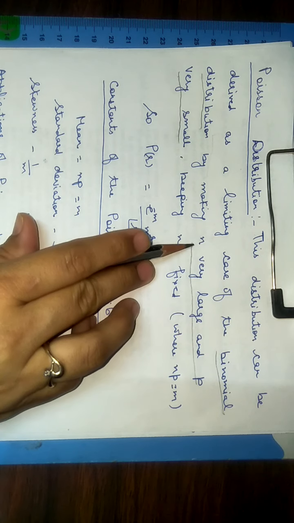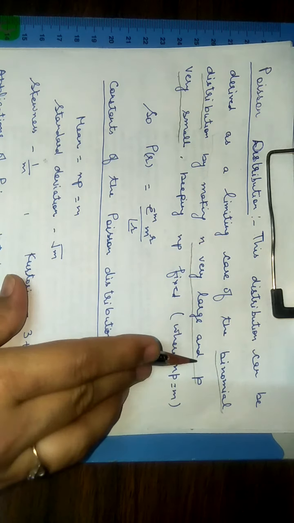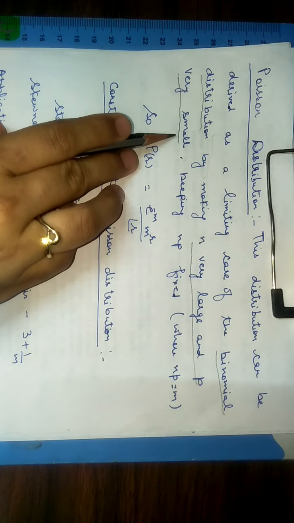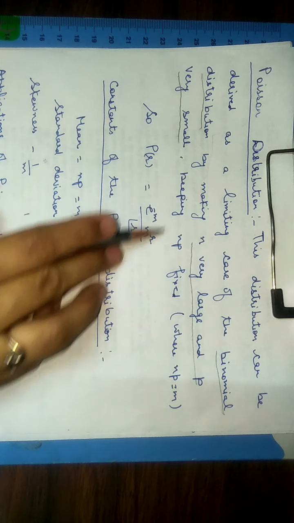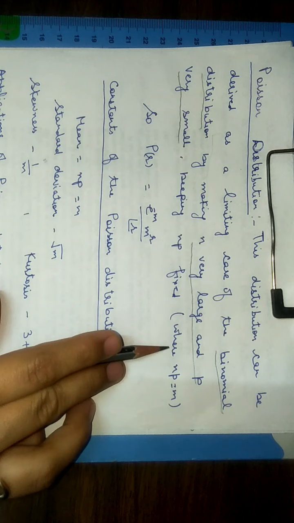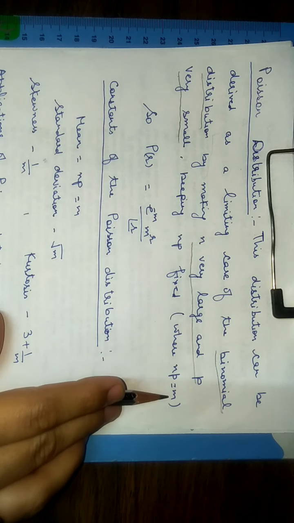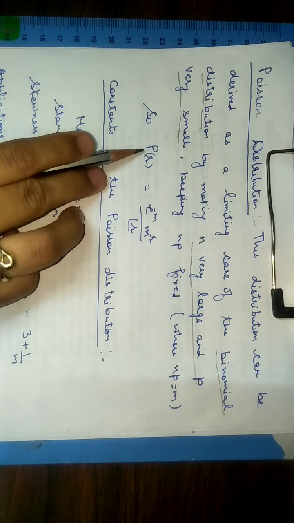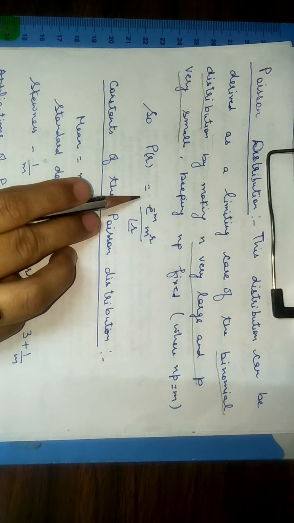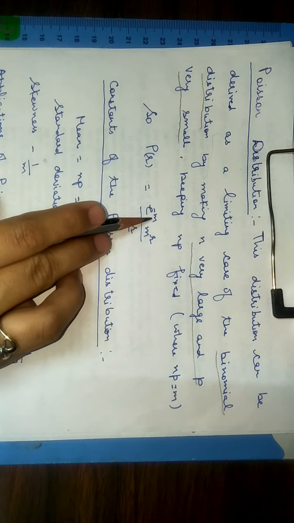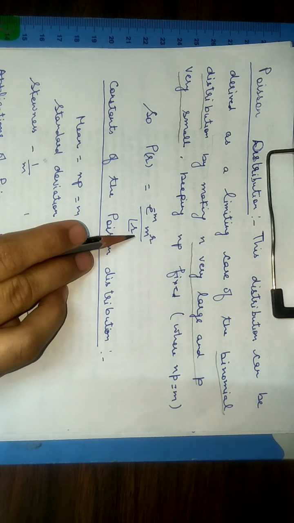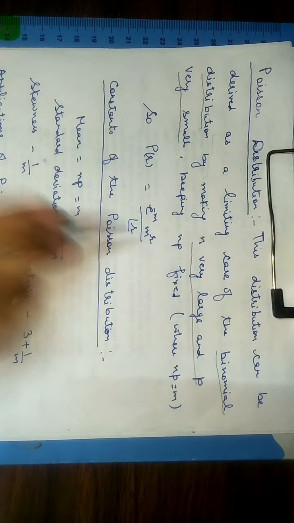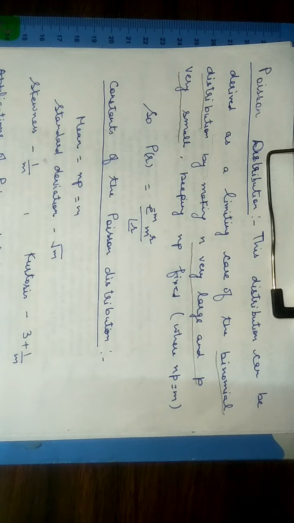When it is given that n is large and the probability is very small, then we use the Poisson distribution, keeping np fixed, where np equals m. So probability at r equals e raised to power minus m, m raised to power r by r factorial. This is the formula for Poisson distribution.